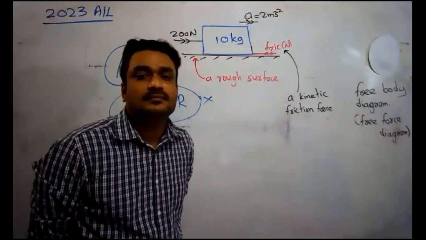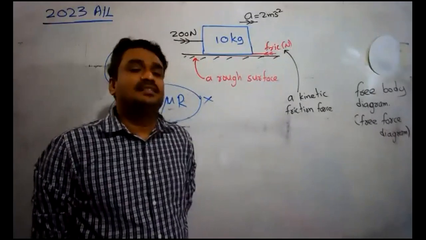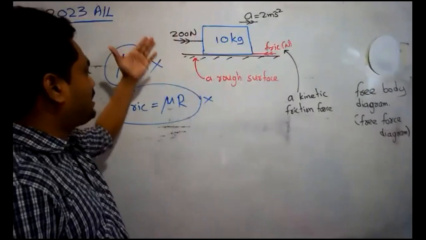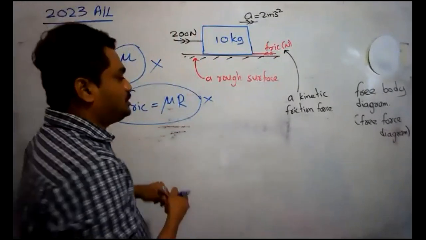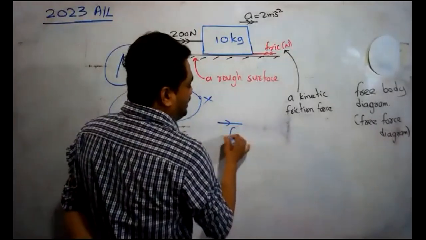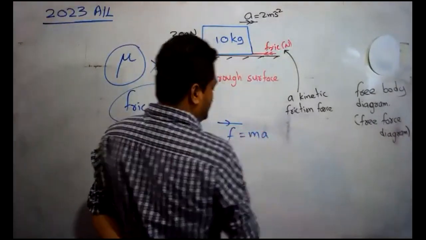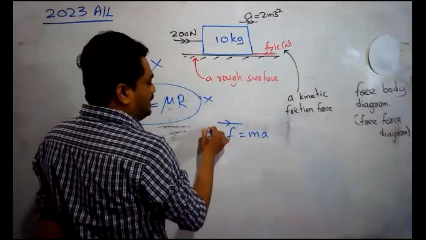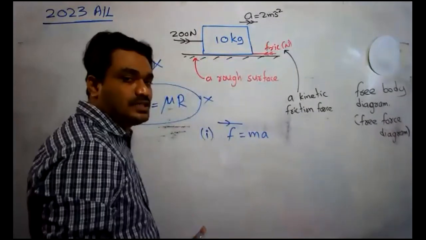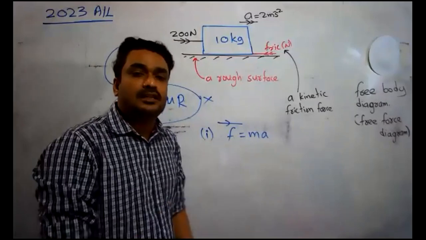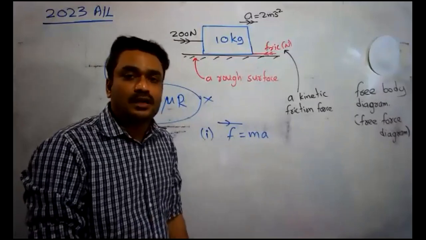By using F equals ma. Yes, very good. If we can't use this equation, the easiest way to find the friction force is applying F equals ma. Look at board. I apply F equals ma equation horizontally. How many horizontal forces are acting on the object here? How many horizontal forces?